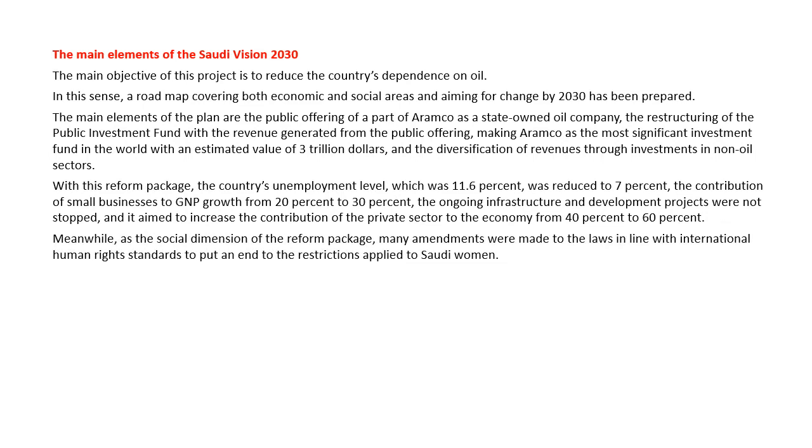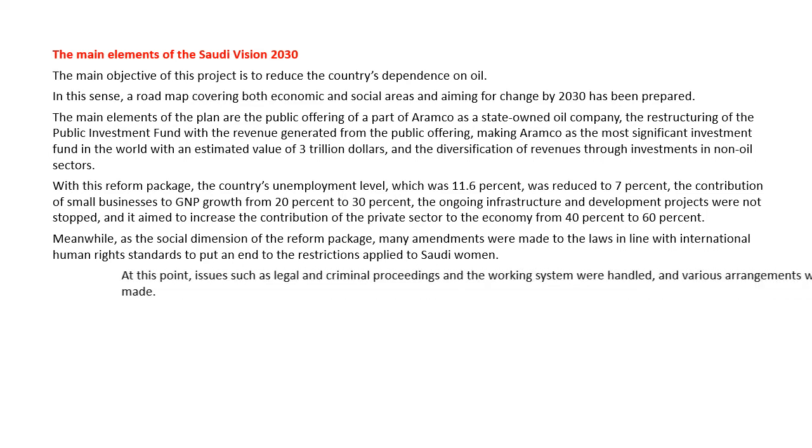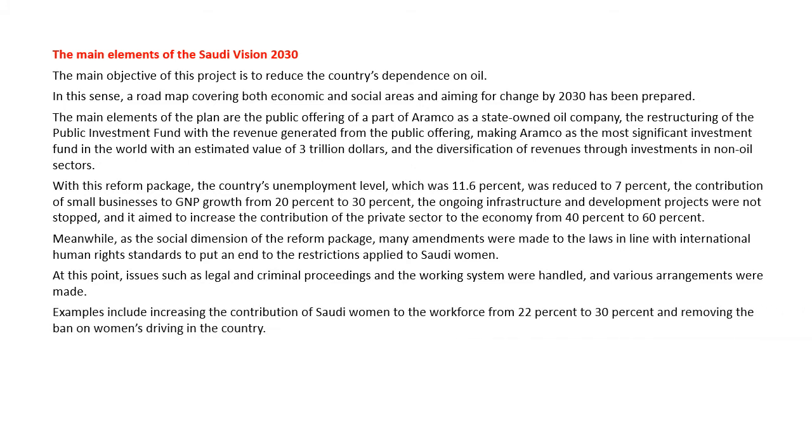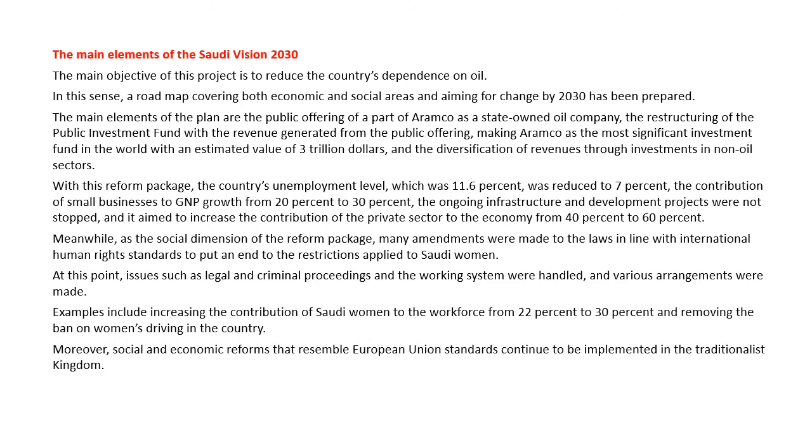Meanwhile, as the social dimension of the reform package, many amendments were made to the laws in line with international human rights standards to put an end to the restrictions applied to Saudi women. At this point, issues such as legal and criminal proceedings and the working system were handled, and various arrangements were made. Examples include increasing the contribution of Saudi women to the workforce from 22% to 30% and removing the ban on women's driving in the country. Moreover, social and economic reforms that resemble European Union standards continue to be implemented in the traditionalist kingdom.